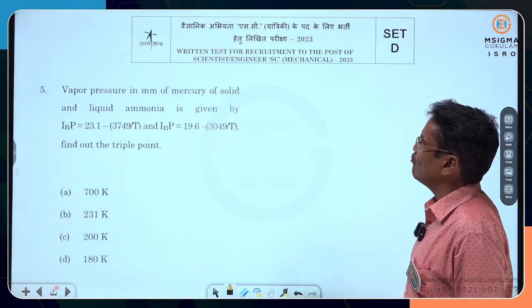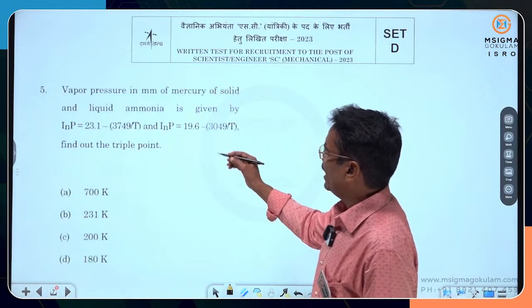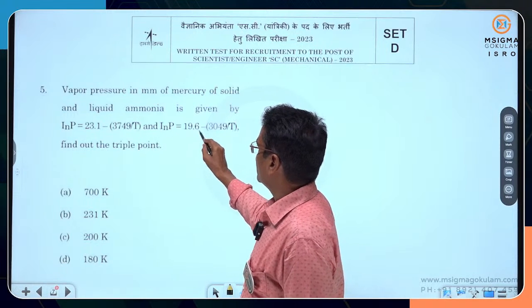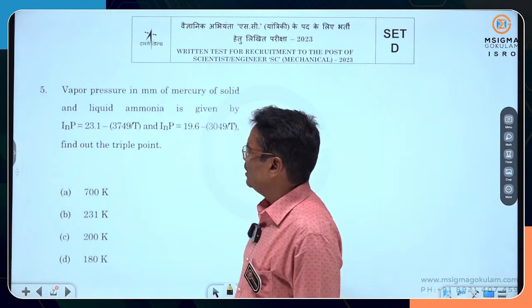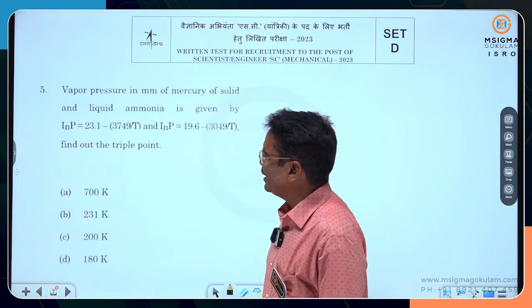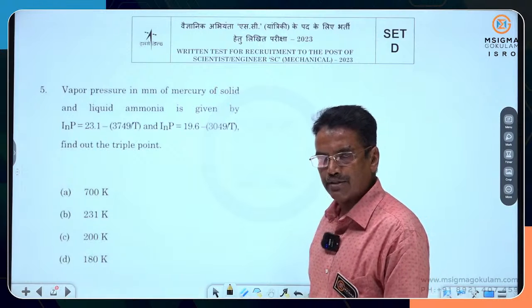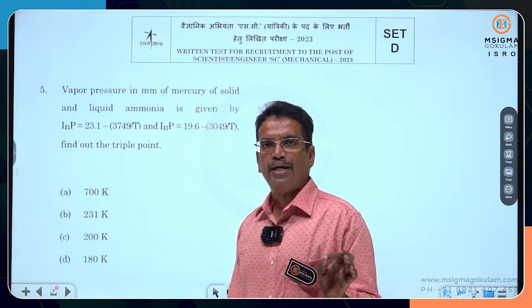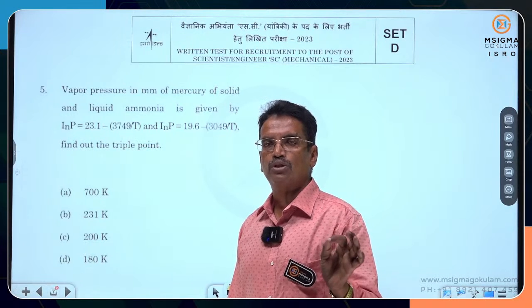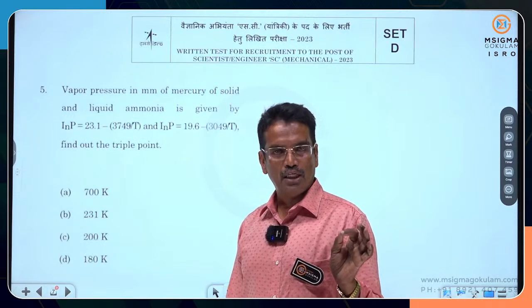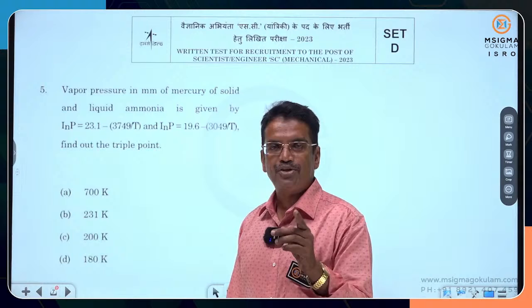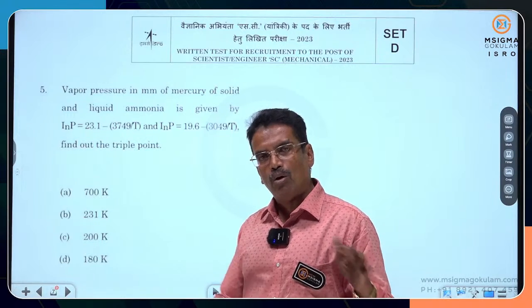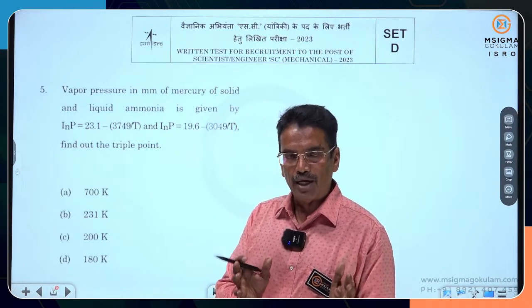Vapor pressure in mm of mercury of solid and liquid ammonia is given by LNP = 23.1 minus 3754.9 by T and LNP = 19.49 minus 3049 by T. The T has to be taken in Kelvin. Find out the triple point. What is this triple point? Based on the pure substances concept of thermodynamics, the triple point is the point where all three phases of any pure substance can coexist in thermodynamic equilibrium. For example, the triple point of water is 0 degrees Celsius, where solid ice, liquid water and water vapor all coexist in thermodynamic equilibrium.